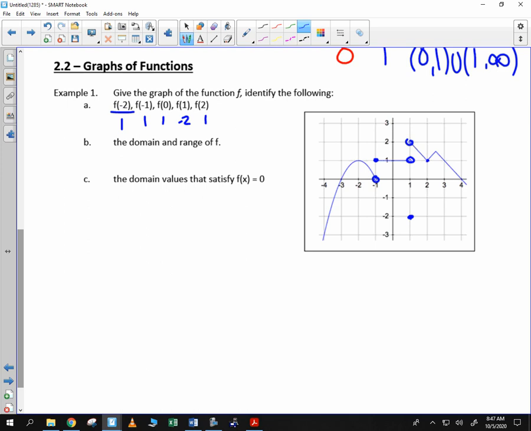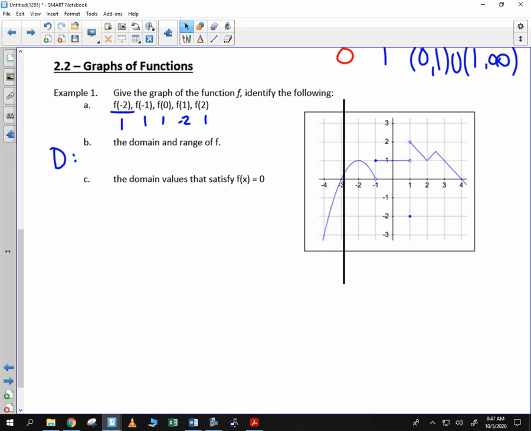The domain and range of f. The domain in this situation is whatever x values it covers. So I like to take that vertical line and drag it across and see what I get. So there's my vertical line. I'll now start dragging it across.